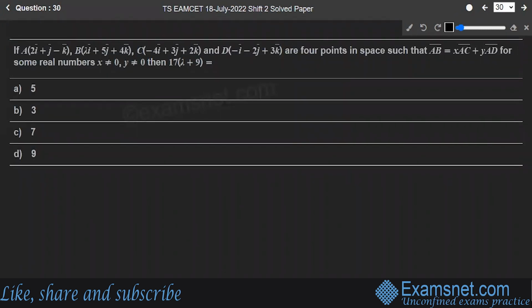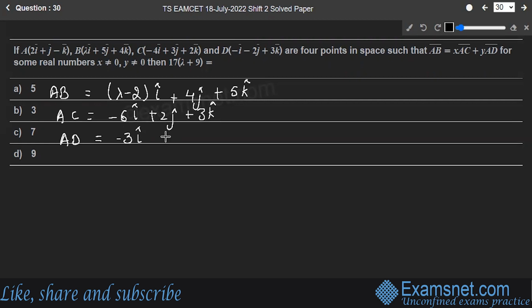Question number 30. If A is this vector, B is this vector, C is this, D is this, are the 4 points in space such that this equation is true. For some real numbers, x and y not equal to 0, you have to find out the value of 17 lambda plus 9. Okay, so first thing, I need AB. AB is given by lambda minus 2i plus 4j plus 5k. Similarly, AC will be given by minus 6i plus 2j plus 3k. AD is equal to minus 3i minus 3j and 4k.